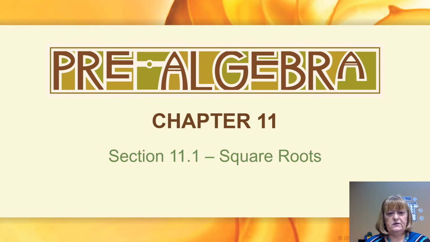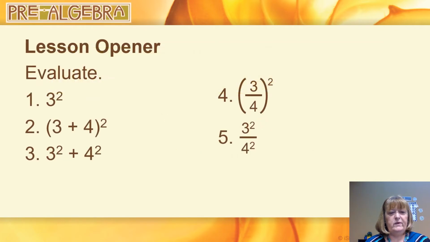We want to take a look at what we call square roots. Let's remember what a square root is. If we look at our lesson opener here, if we evaluate 3 squared, that is 3 times 3, which is, of course, 9. Notice you're multiplying 3 times itself to give you 9. That's going to be important in our next lesson.